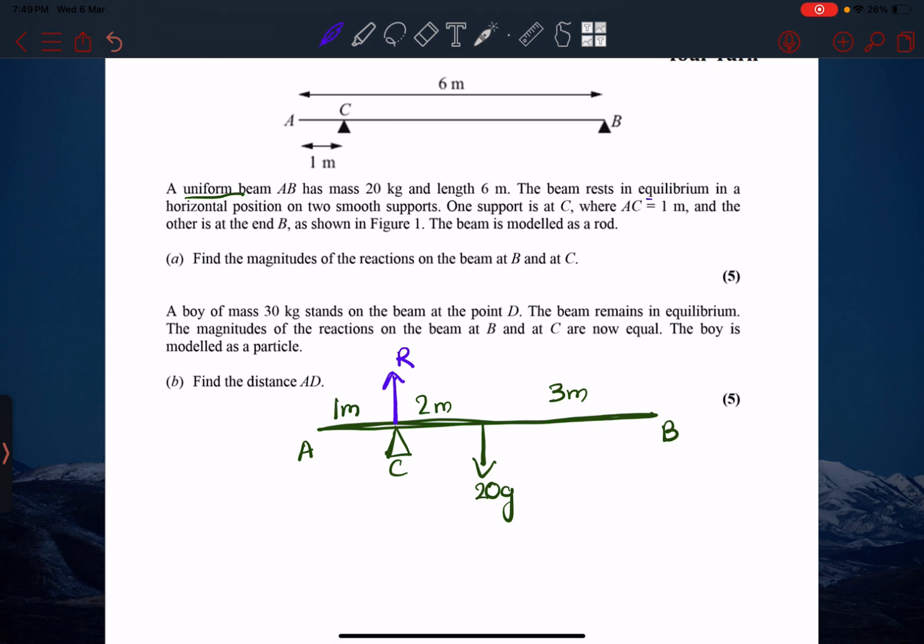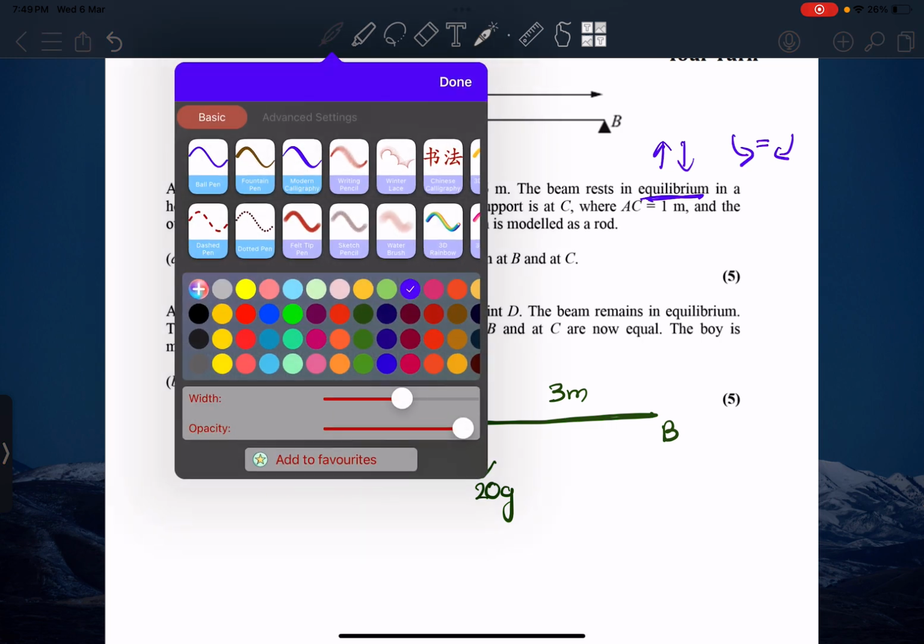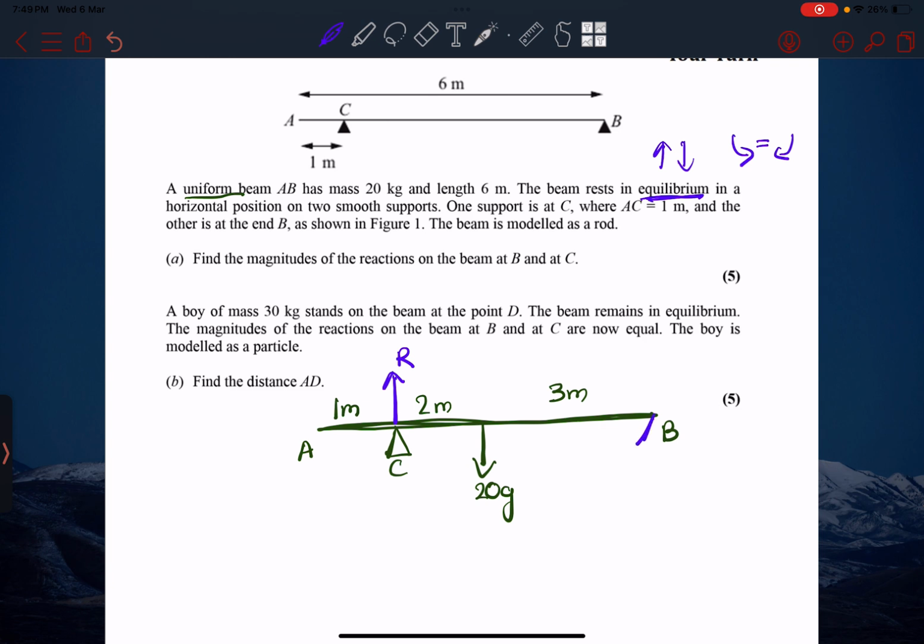The beam rests in equilibrium. That means all the forces up would be equal to all the forces down, and the clockwise moments would be equal to the anti-clockwise moments. One support is at C, where AC is 1 meter, and the other end is at B. The beam is modeled as a rod. Right, we want to know, oh, there is a support at B. I kind of missed that one. So yeah, there is a support at B.